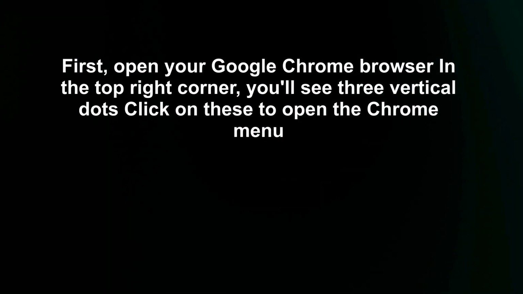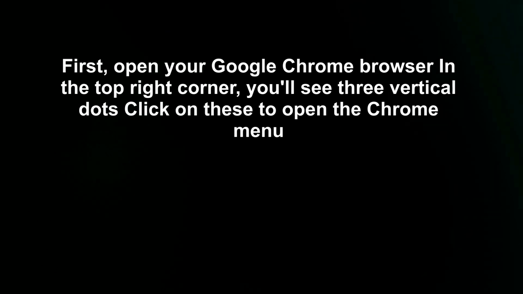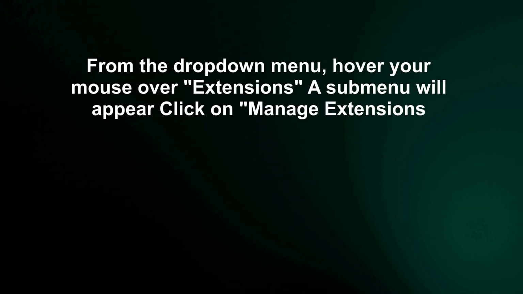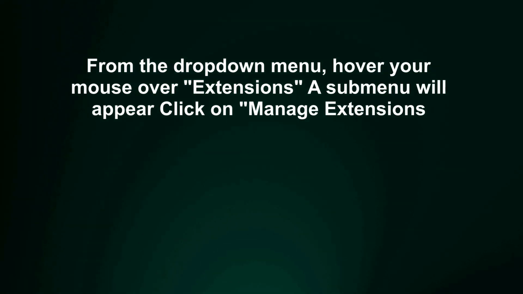First, open your Google Chrome browser. In the top right corner, you'll see 3 vertical dots. Click on these to open the Chrome menu. From the drop-down menu, hover your mouse over Extensions. A submenu will appear. Click on Manage Extensions.